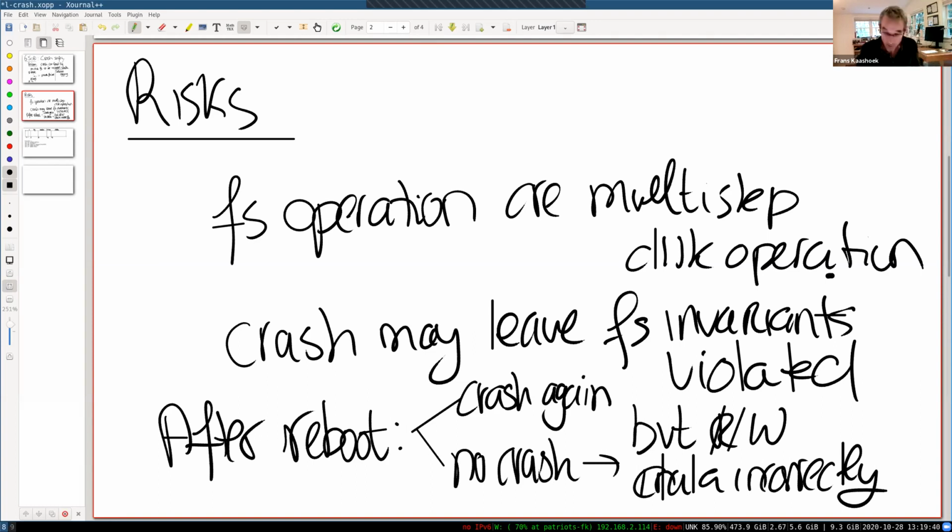Okay, to make this risk a little more concrete, let's look at an example in the context of xv6 and see what could actually go wrong.